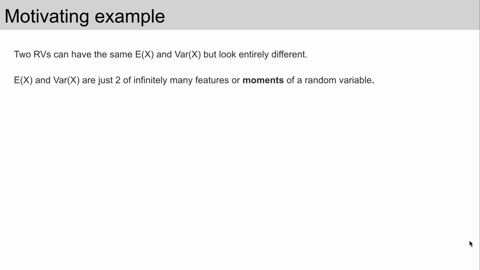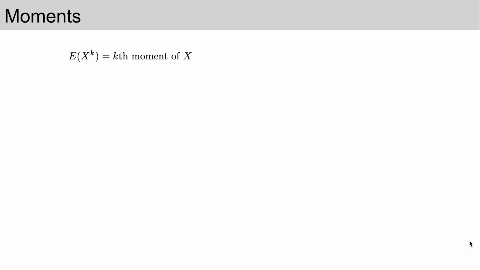In general, two random variables can have the same mean and variance but look entirely different. As it turns out, mean and variance are just two of infinitely many features or moments of a random variable. The term moment here has a technical meaning. By definition, the expected value of x to the kth power is what we call the kth moment of x.